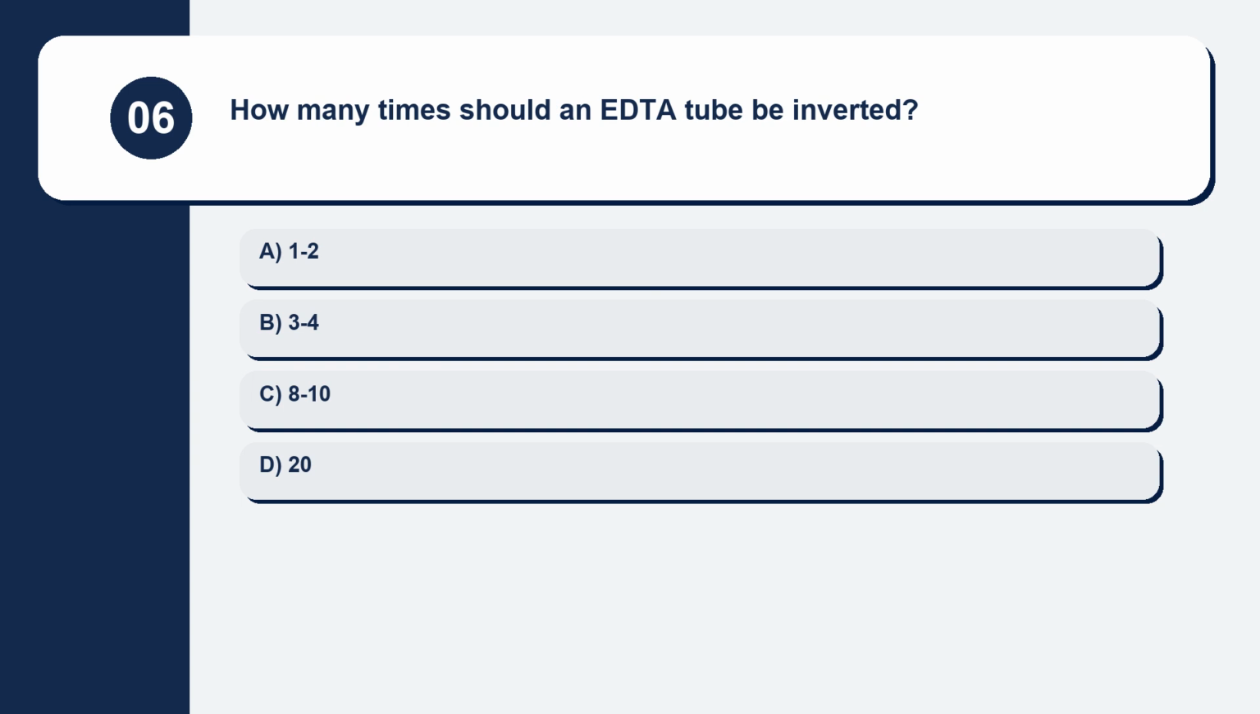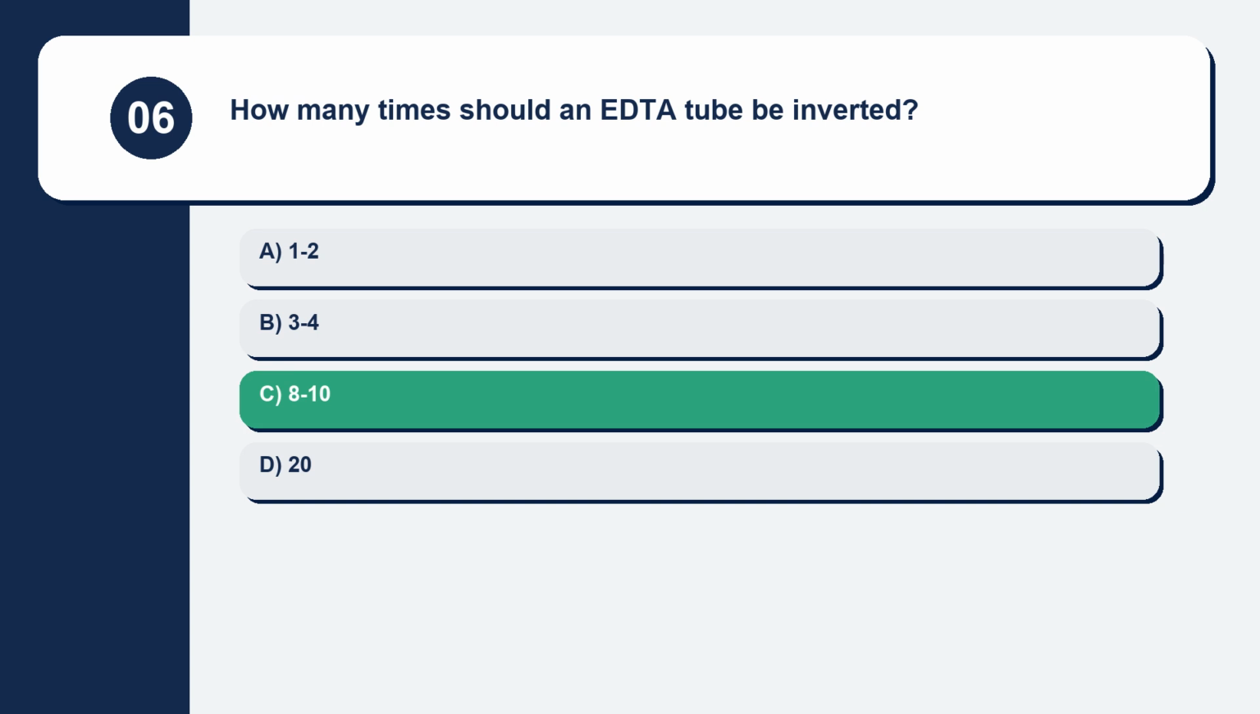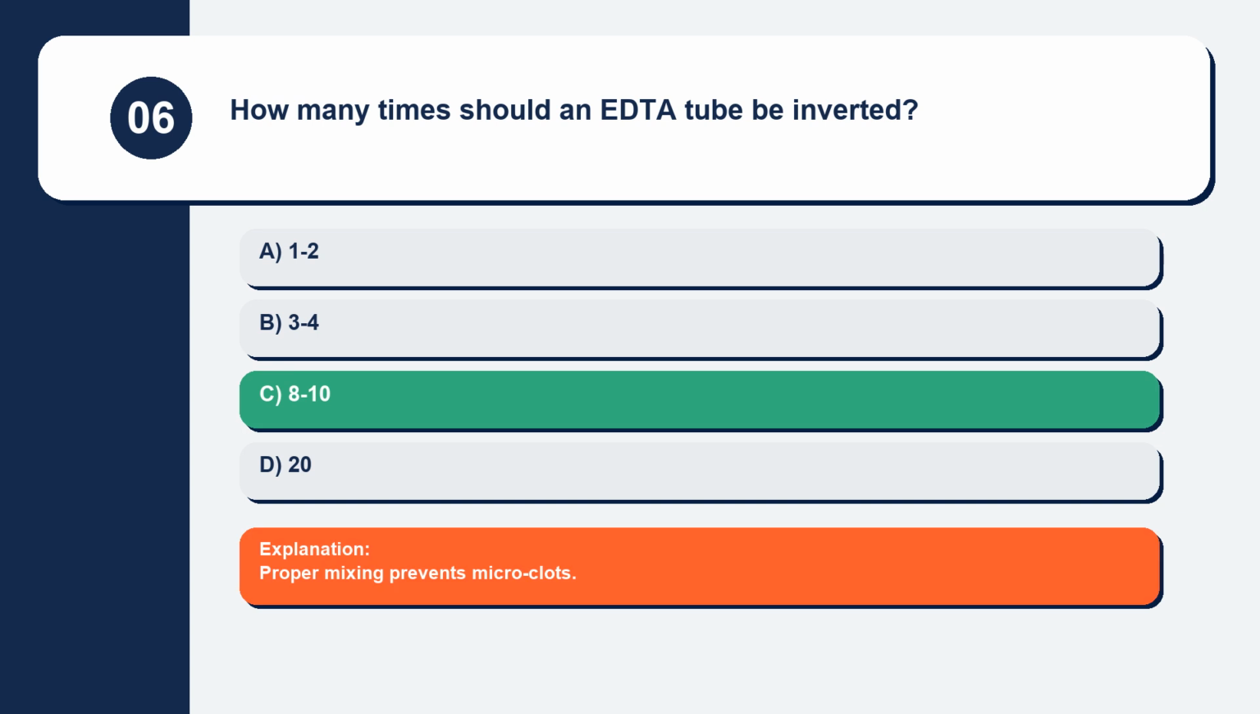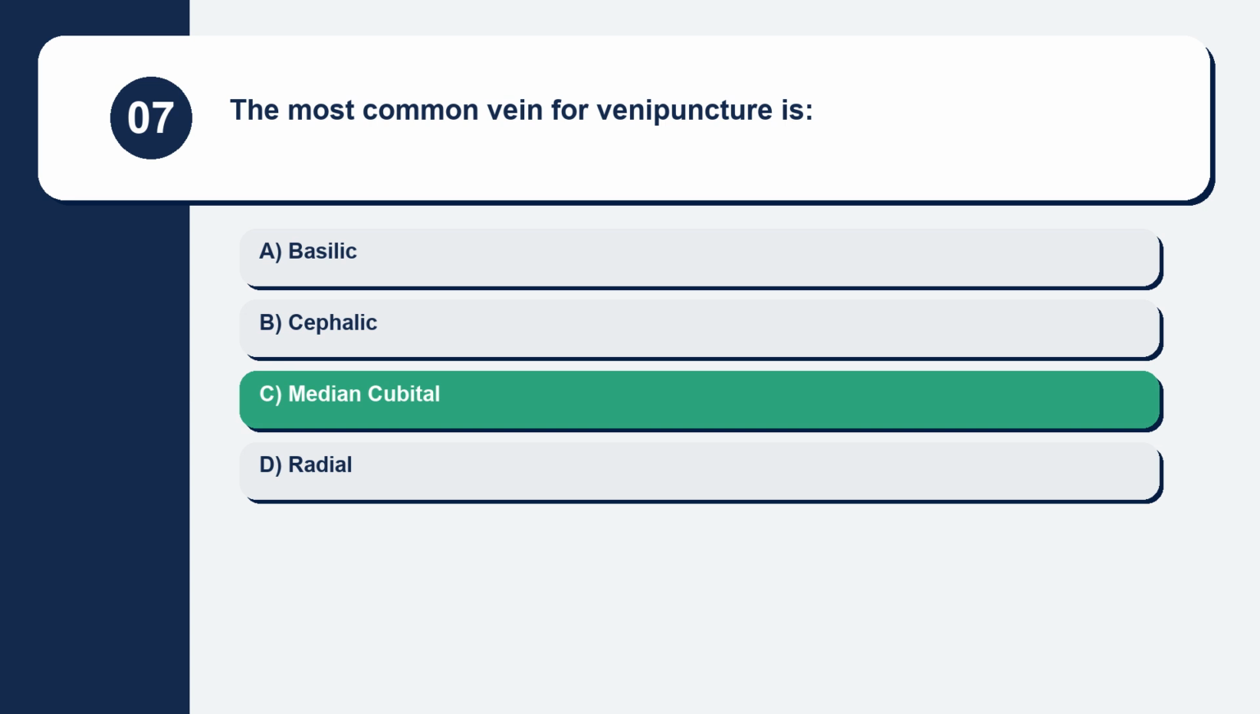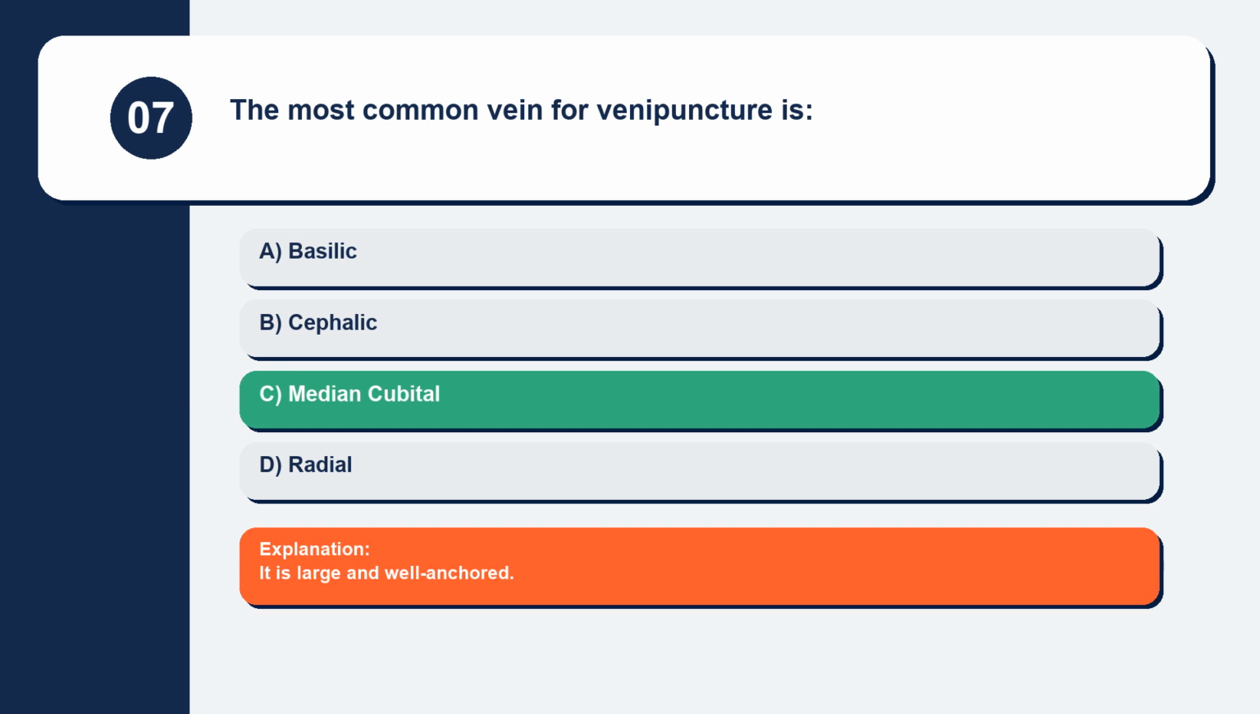Question 6. How many times should an EDTA tube be inverted? 1-2, 3-4, 8-10, 20. Proper mixing prevents microclots. Question 7. The most common vein for venipuncture is basilic, cephalic, median cubital, radial. It is large and well anchored.